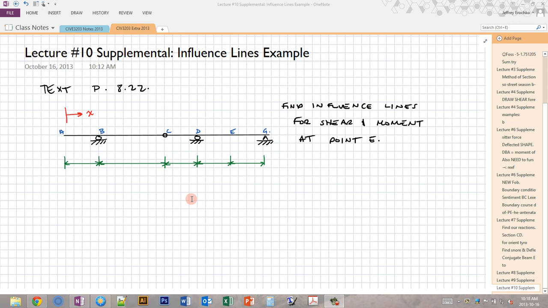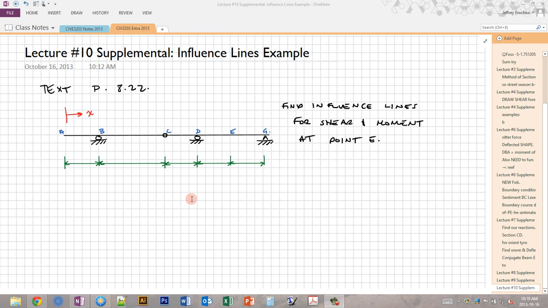In this video, I'm going to do a complex influence line example to show how to find the influence lines for shear and moment in a beam at a given point. I'm going to use the conventional method to draw the influence lines in the first video, and then in a companion video I'm going to use the Mueller-Breslau principle to determine the same influence lines using the qualitative influence line method.